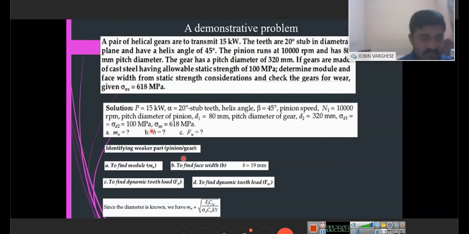Now the procedure is to identify the weak part out of the pinion and gear. Since the material is given, and they are not two different materials, it's cast steel, so we consider the pinion as the weaker one. Then we find first the module, then the face width, then the dynamic tooth load, and then the wear load. This is the procedure. So we have to go to the solution part here.